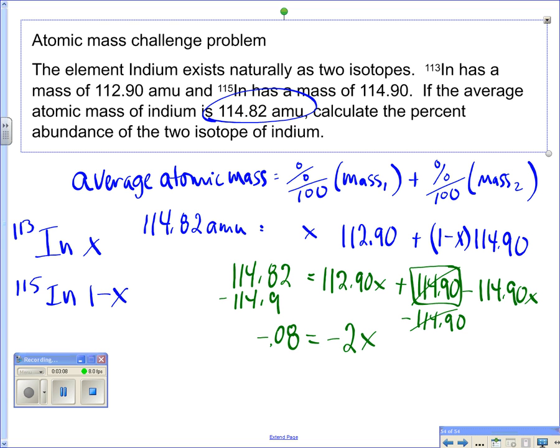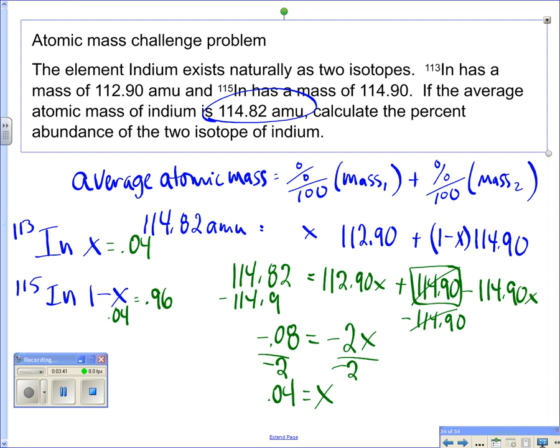Then our goal is to just solve for x. If I divide both sides by a negative 2, what I end up with is a positive 0.04, and that's going to equal x. So what I want to do is figure out, well, who is that? If I plug it back in over here, I know that this x is 0.04, and then this is 1 minus x. So if I plug in 0.04 over here, I get 0.96.